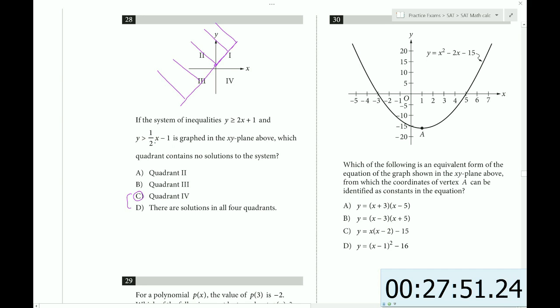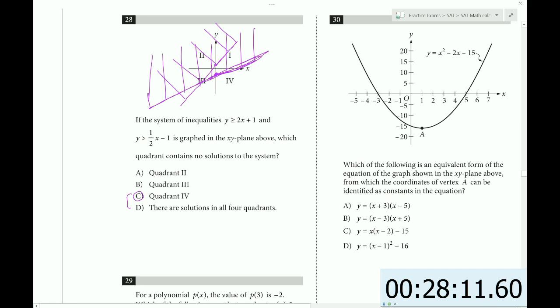Now the other one is x is greater than 1/2 x minus 1. So 1/2 x minus 1. So this would be a slope of 1/2, so it would be kind of a shallow line here. But we have greater than.